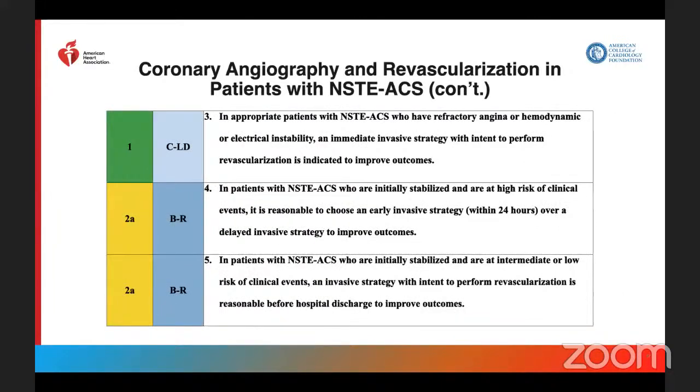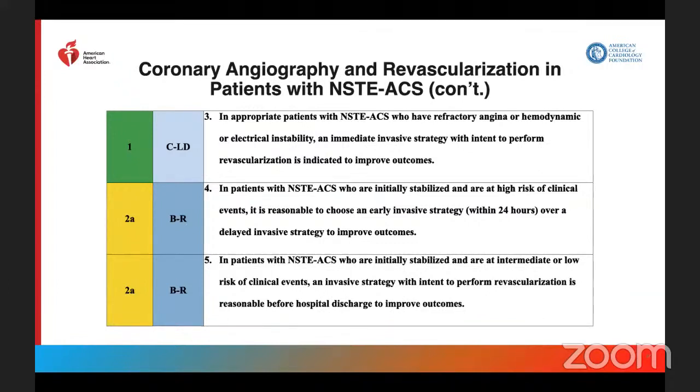and 3, also class 1, in appropriate patients with non-ST elevation ACS who have refractory angina or hemodynamic or electrical instability, an immediate invasive strategy with intent to perform revascularization is indicated to improve outcome.